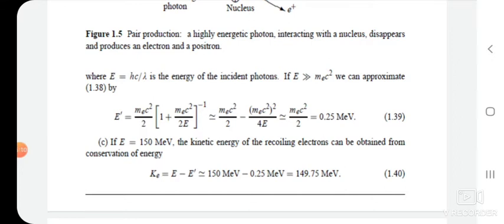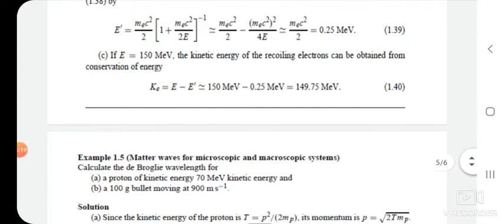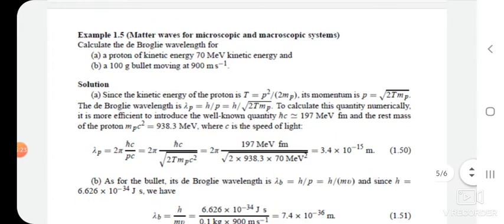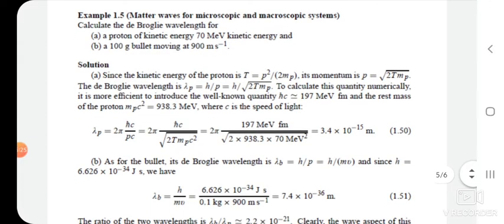149.75 mega electron volt. This much kinetic energy is associated with the recoil electron. Okay. Next, matter waves for microscopic and macroscopic systems.